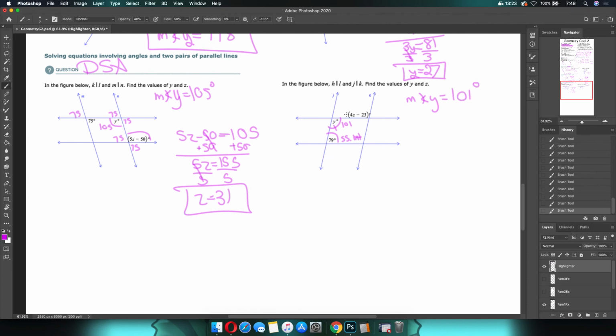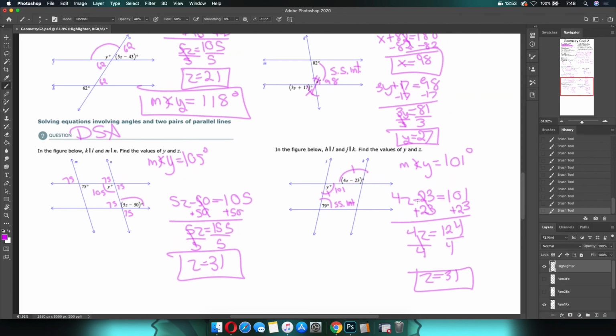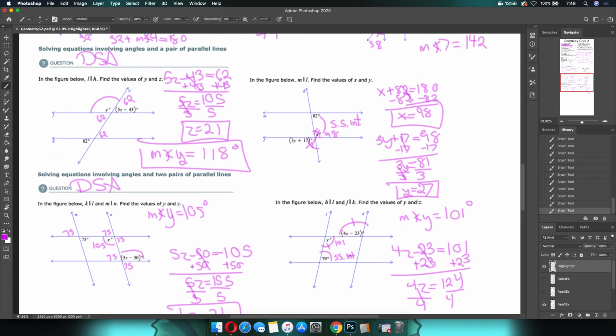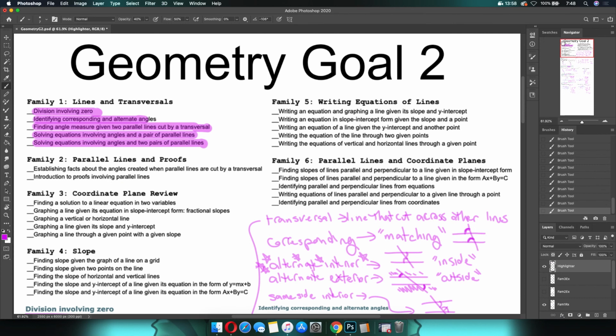All right? And hey, look, they're alternate interiors, right? Because this is on one side of the transversal and this is on the other side. So 4z minus 23 equals 101. Plus 23, 4z equals 124, divide by 4, z equals 31 again, even though it was a completely different set of problems. So those are your basics, and in the first family, you already got 2 DSA questions. That's not bad at all.